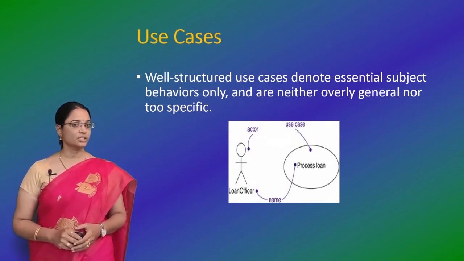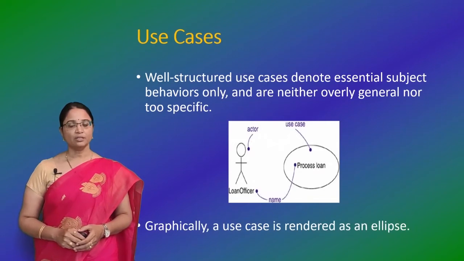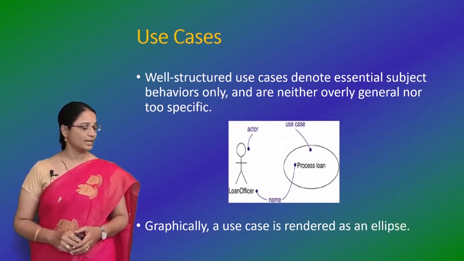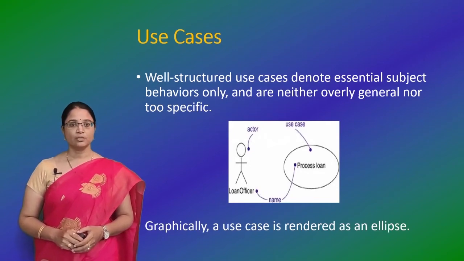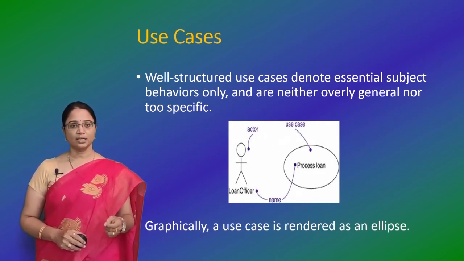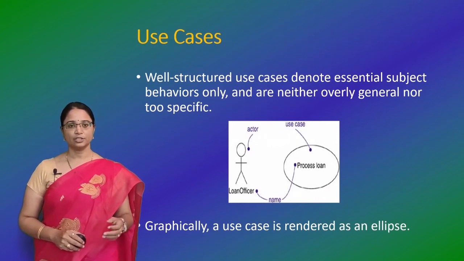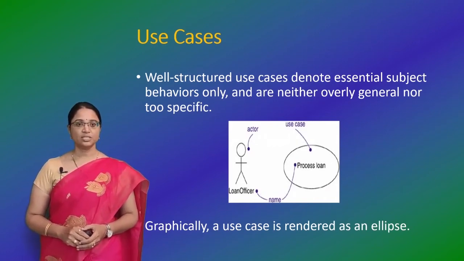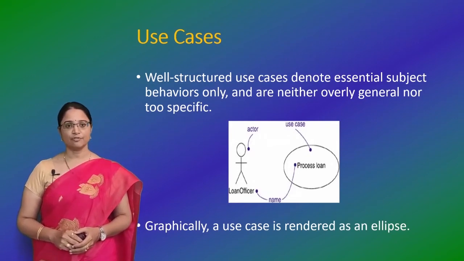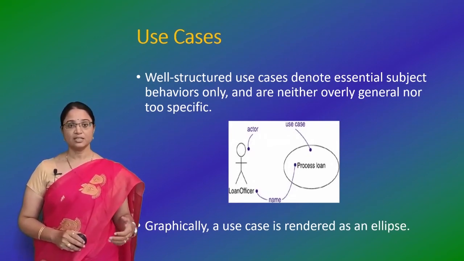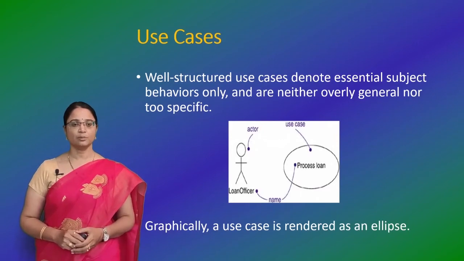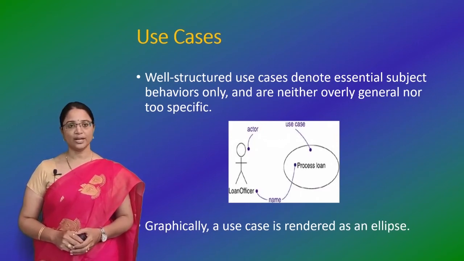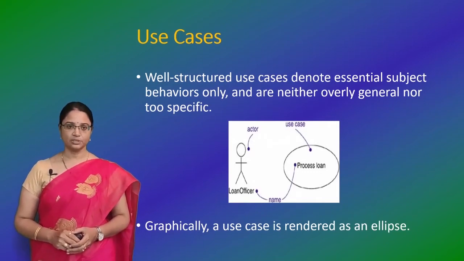If you see the figure here we are having 2 figures. One represents the actor, that is a sticky figure, and second one is the ellipse that represents the use case. So in the use case, you can write the name of the use case, and for the actor, you can specify the role of that particular actor. So a use case is a description of a set of sequence of actions, including variants that a system performs to yield an observable result of value to an actor. Graphically, a use case is rendered as an ellipse.